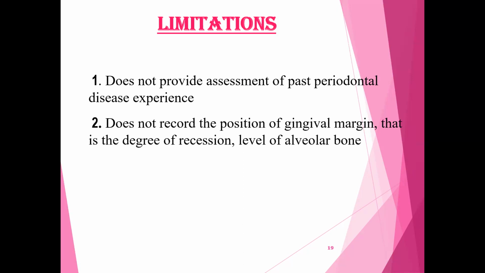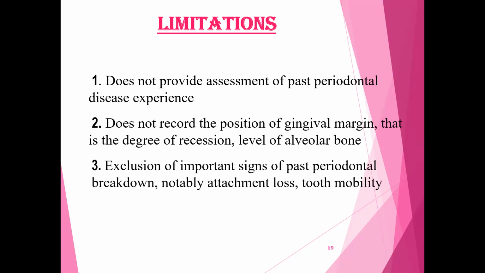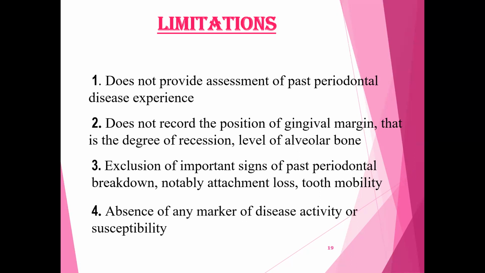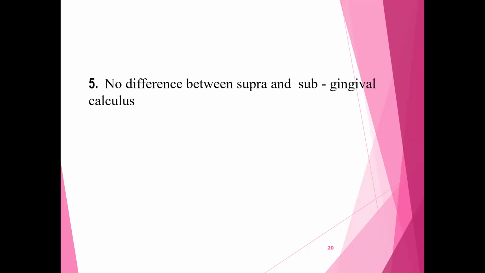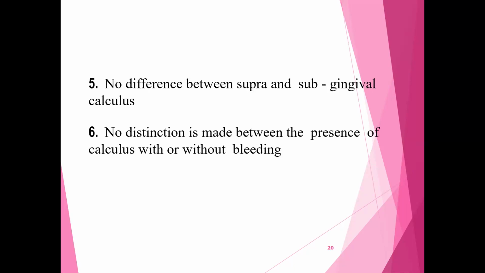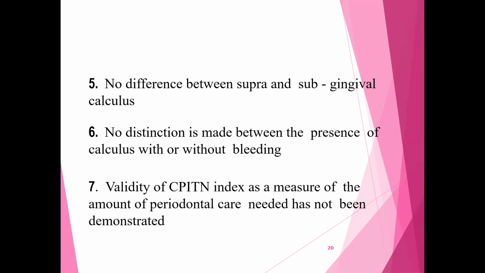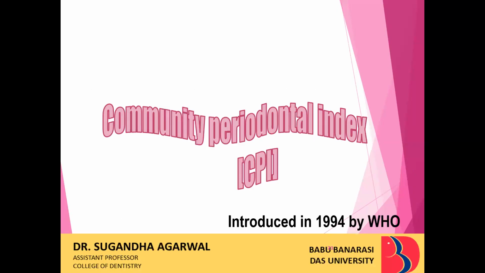It does not record the position of the gingival margin, that is the degree of recession, or the level of alveolar bone. Exclusion of important signs of past periodontal breakdown, notably attachment loss, tooth mobility, and absence of any marker of disease activity or susceptibility. No difference between supra and subgingival calculus. No distinction is made between the presence of calculus with or without bleeding. Validity of the CPITN index as a measure of the amount of periodontal care needed has not been demonstrated.